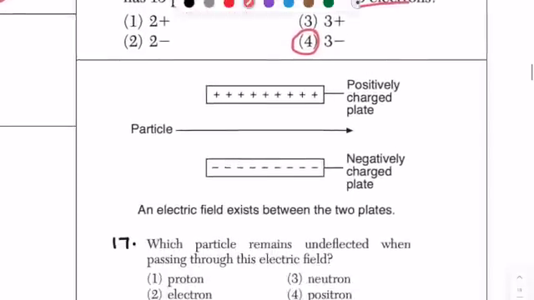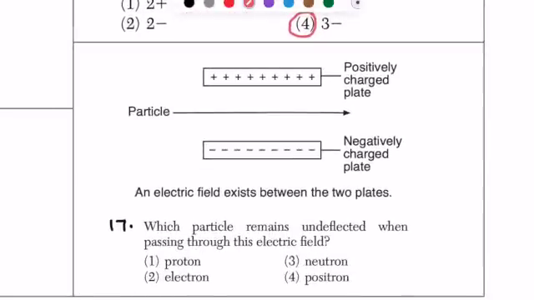Then we have number 17, which particle remains undeflected when passing through this electric field. So remember, in chemistry, opposite charges attract. So the things that are negatively charged are going to be attracted towards the positive side. The things that are positively charged are going to be attracted to the negative side. So the only thing that is going to be able to pass straight through is the one that has no charge. So that will be your neutron.